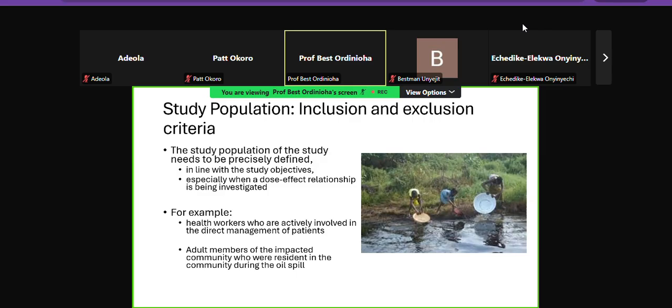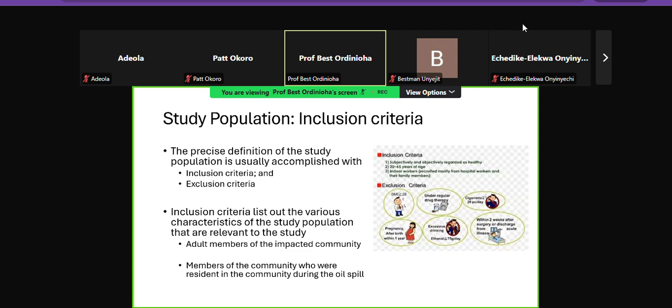Please, as we used to say, exclusion is not the opposite of inclusion. You can only exclude those you had included. So if you are carrying out a study amongst married men, you cannot go to the exclusion criteria and say you are excluding single people, those that are not married. No, you can't, because you didn't include them.